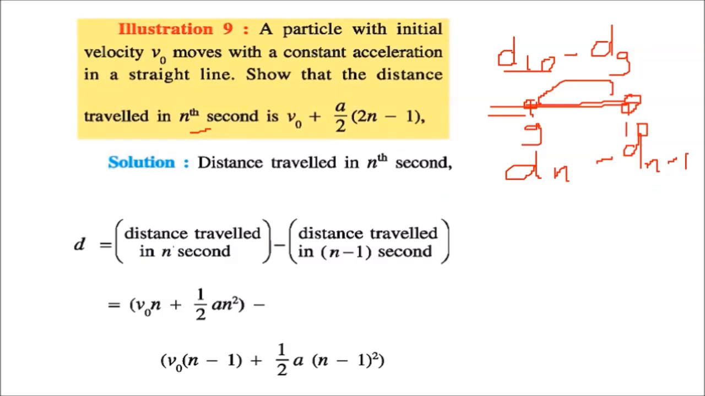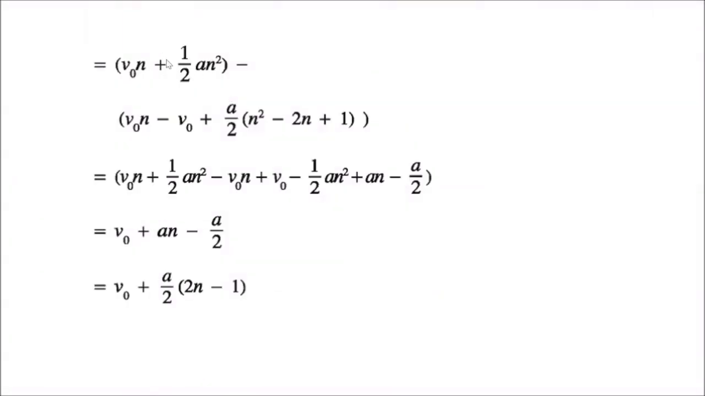Exactly, it is being done here. So the distance traveled in the nth second is the distance traveled in n seconds minus the distance traveled in n minus 1 seconds. Let us put n in place of t in the equation we know, v0 n plus half a n square. In the same equation we put n minus 1 in place of n, so v0 (n minus 1) plus half a (n minus 1) whole square. Let us rearrange it, something will get cancelled, and finally you get this as the equation.